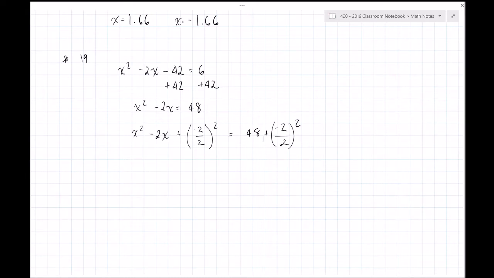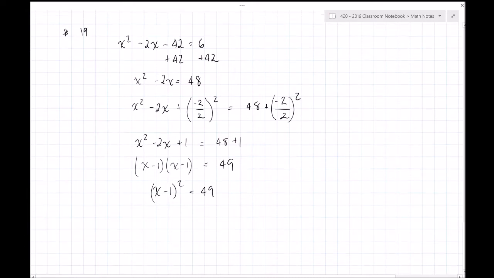I'm going to simplify this now. Negative 2 divided by 2 is negative 1, and negative 1 squared is just 1. So we really just have x squared minus 2x plus 1 is equal to 48 plus 1, which is, of course, 49. And this can factor into x minus 1 times x minus 1, or, stated a little more efficiently, x minus 1 squared equals 49.